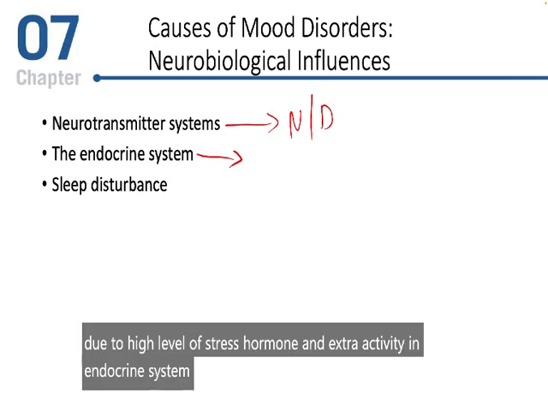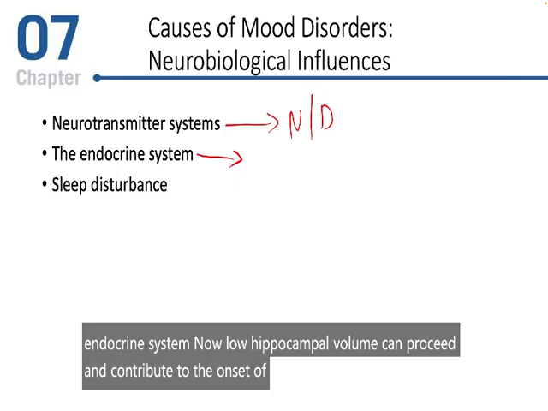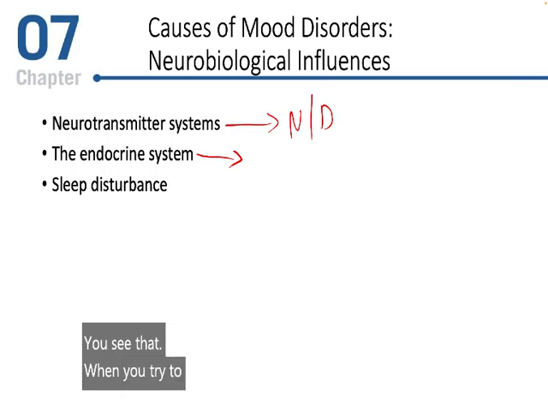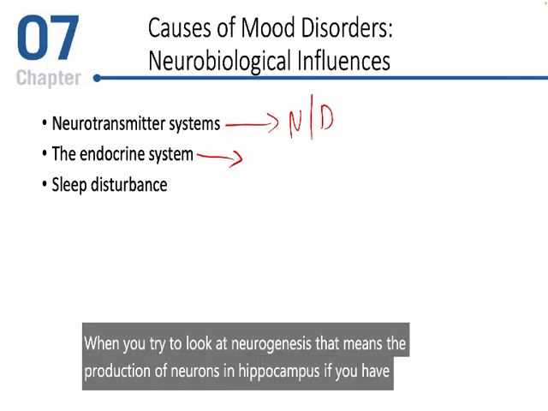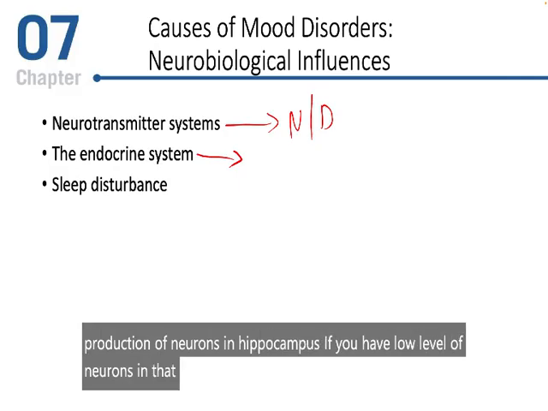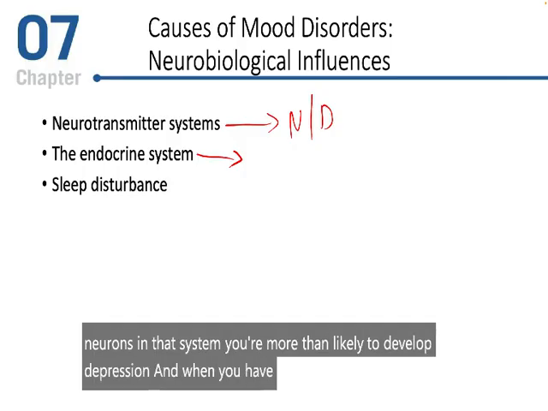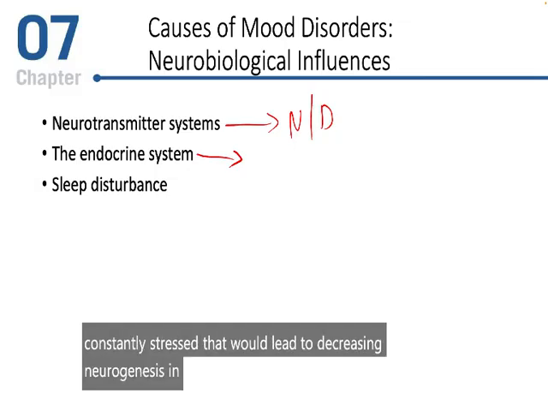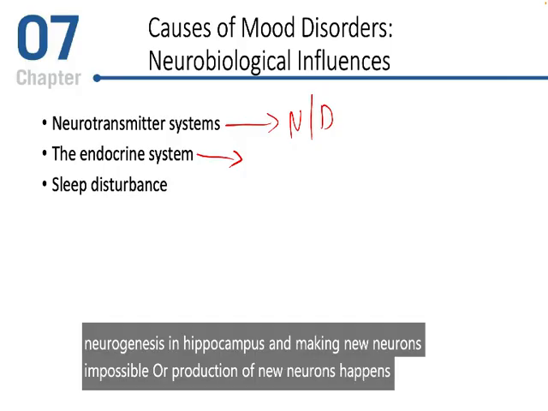Now, low hippocampal volume can precede and contribute to the onset of depression. That's where you see that, when you look at neurogenesis, that means the production of neurons in the hippocampus, if you have a low level of neurons in that system, you're more than likely to develop depression. And when you have elevated cortisol, constantly stressed, that would lead to a decrease in neurogenesis in the hippocampus, making the production of new neurons turn into some kind of struggle.